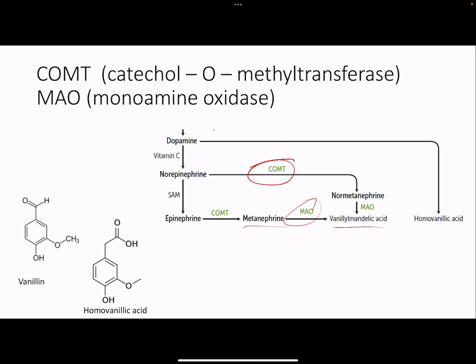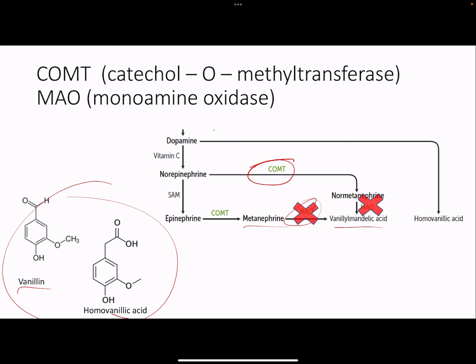And sometimes this is going to be useful. If you have pheochromocytoma, a cancer of your adrenal medulla, you might be making way too much of this and having severe hypertension. So we might look in your urine for metanephrine or vanillylmandelic acid, which, as the name implies, is similar to the vanilla that we put in our ice cream. So MAO is more common.